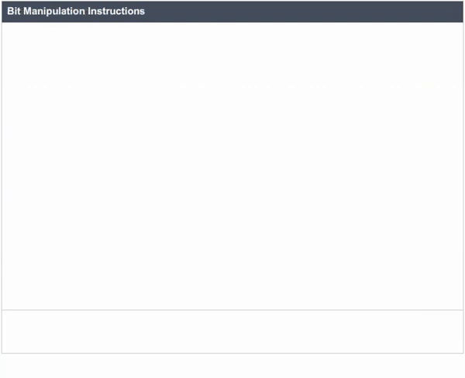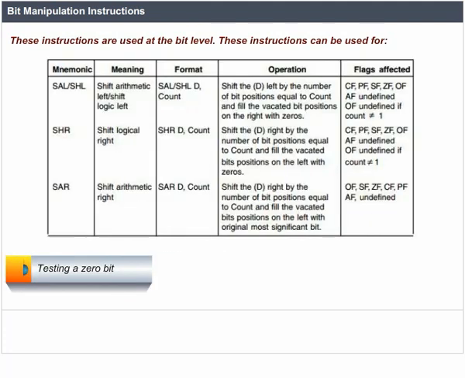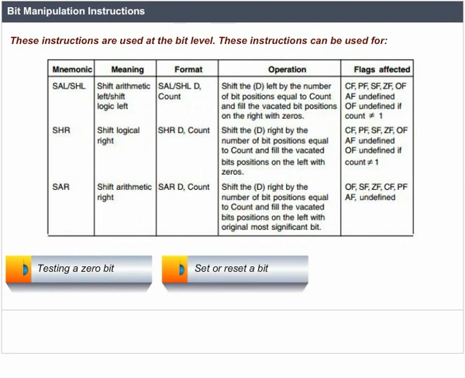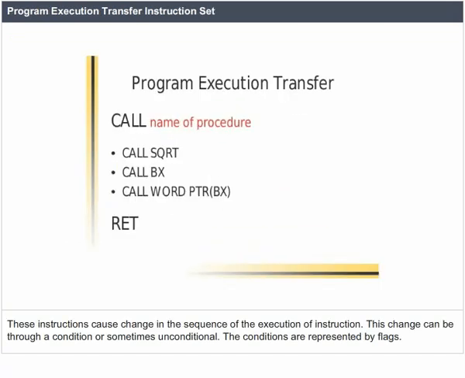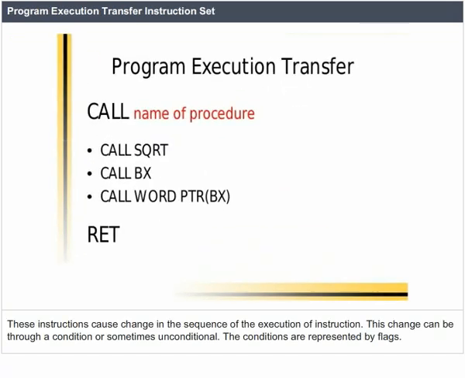Bit manipulation instructions. These instructions are used at the bit level. They can be used for testing a bit, setting or resetting a bit, and shifting bits across registers. Program execution transfer instruction set. These instructions cause a change in the sequence of execution of instructions. This change can be through a condition or sometimes unconditional. The conditions are represented by flags.